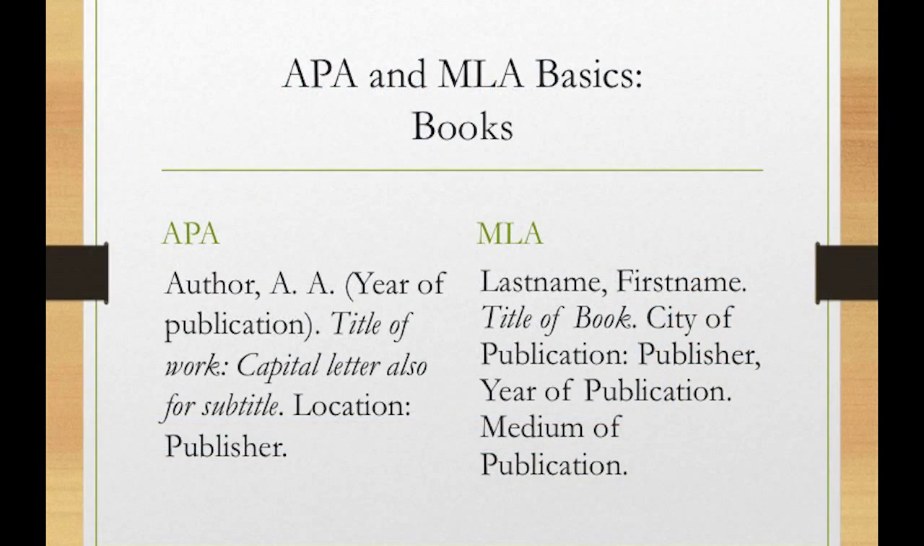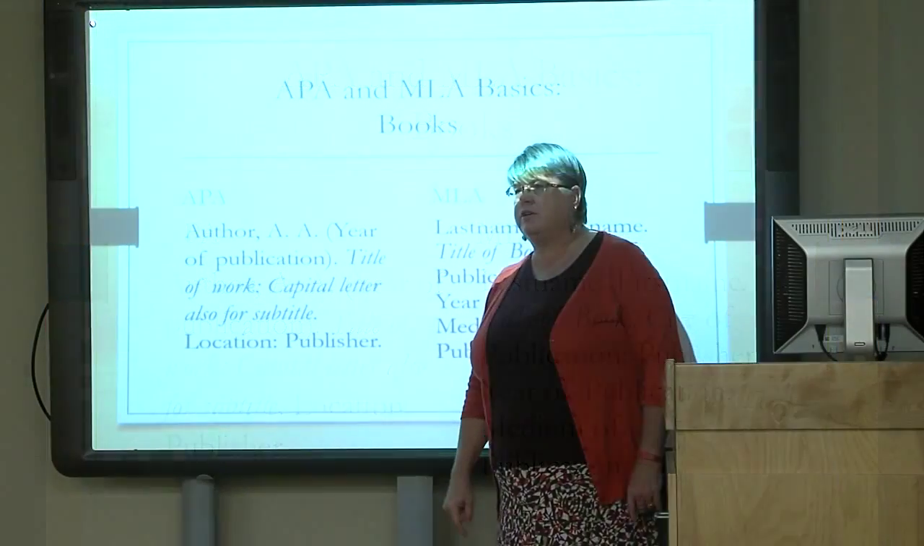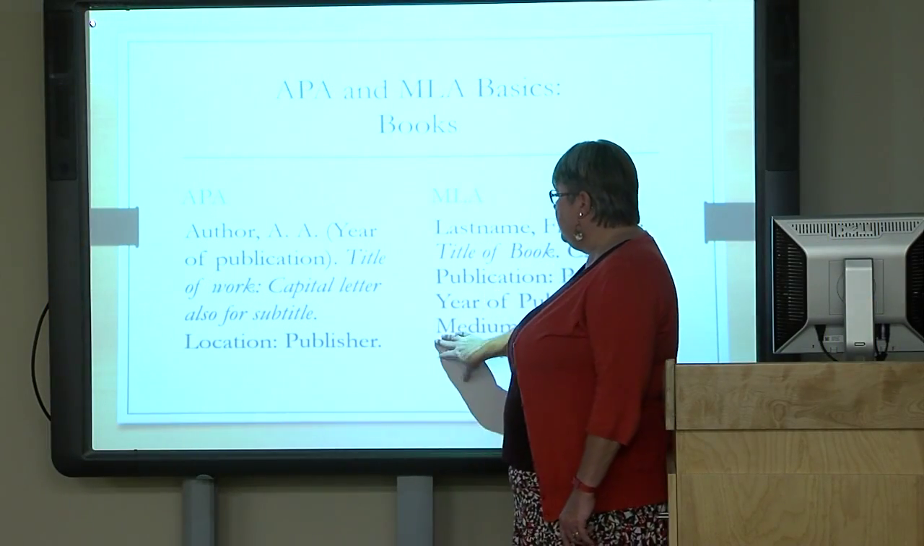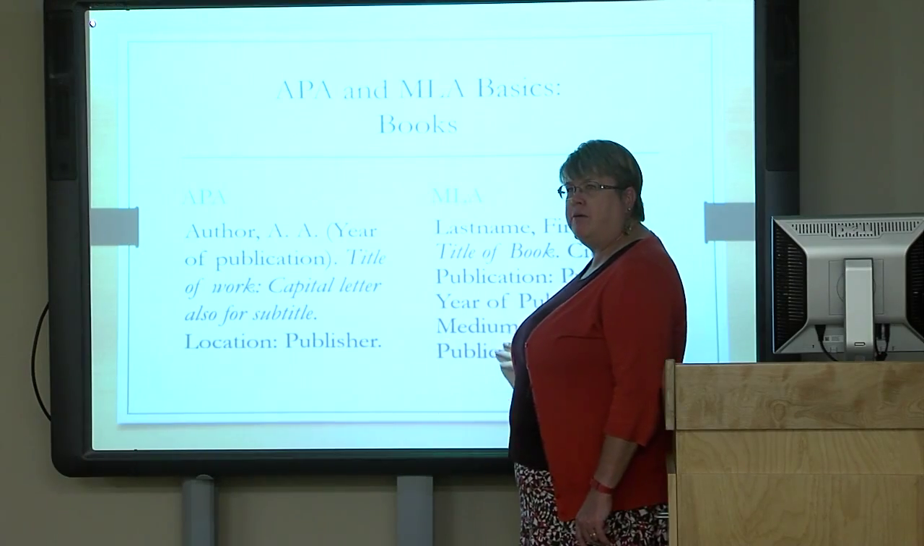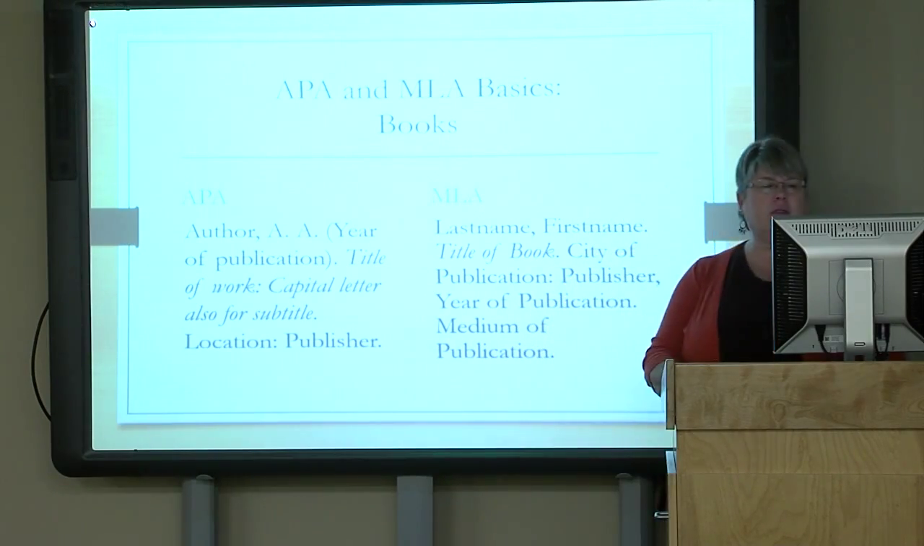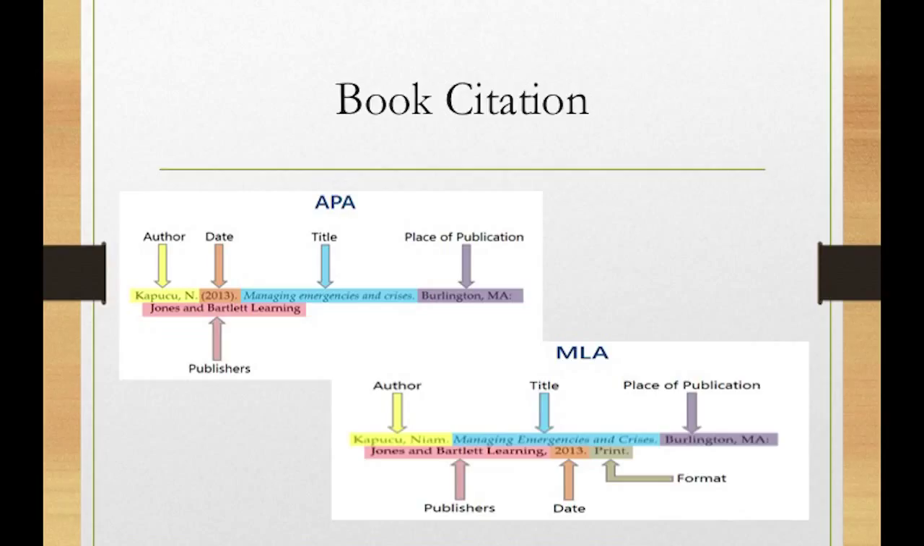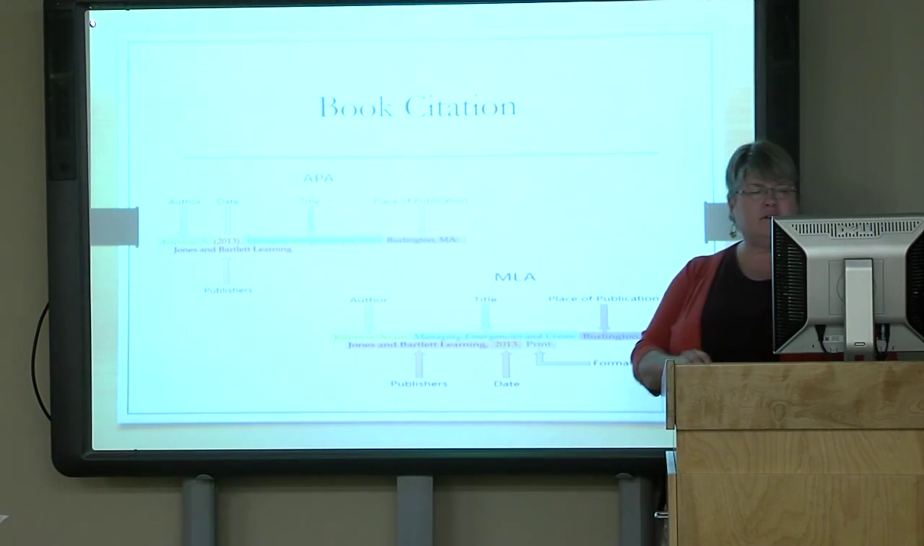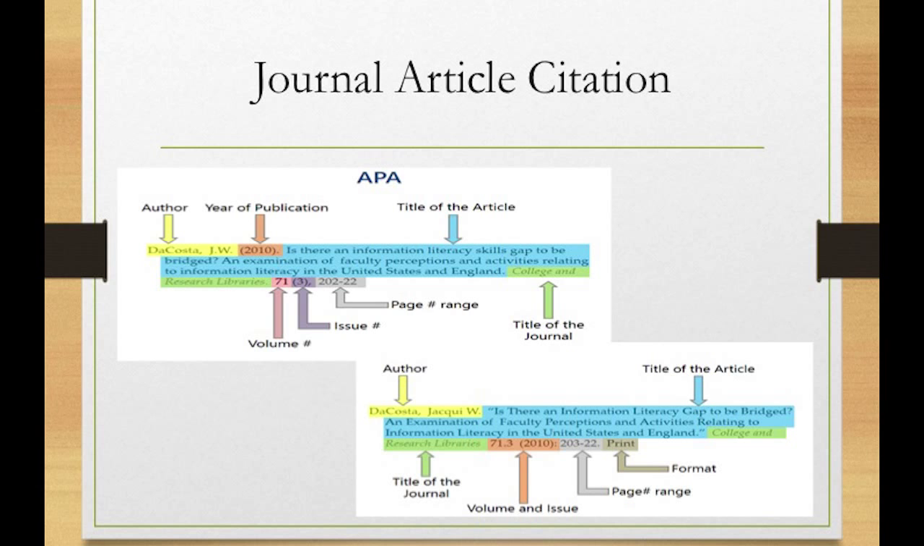Books, same type of things: capitalization, where the year of publication is. Then they also include a medium of publication. If it's an online book, I would put online. If it's a print book, I put print. These are in your handouts. I've just provided some examples of citations. This one is a book citation. You can see the differences. And this one's a journal article citation.